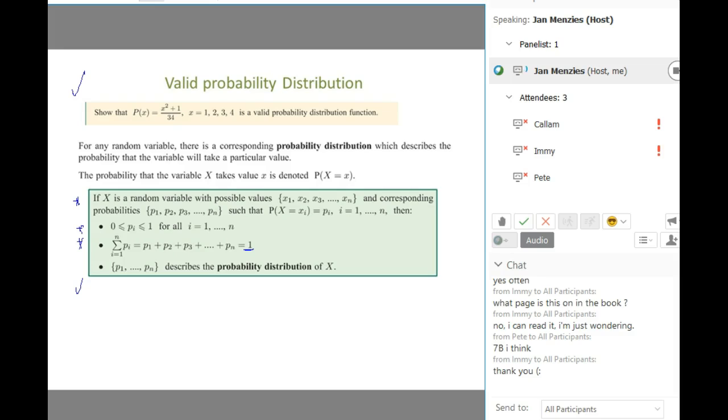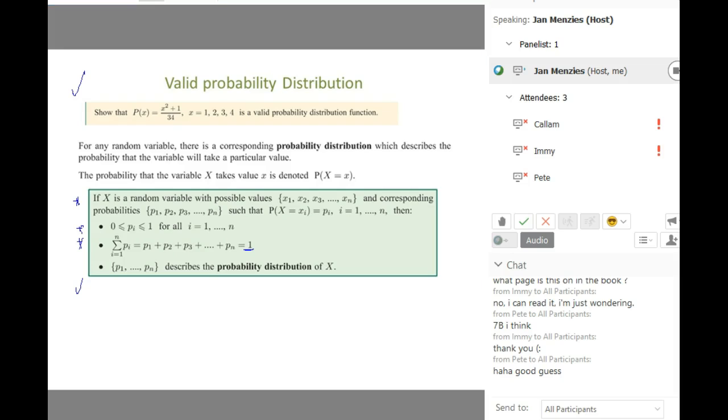So now, using that definition of a valid probability distribution, can you look at the brown box? Is this a valid probability distribution? The function, see P of X, this is now a function. So capital P is for the function in terms of X, is X squared plus 1 on 34. And the individual outcomes are the values of X from 1 to 4.